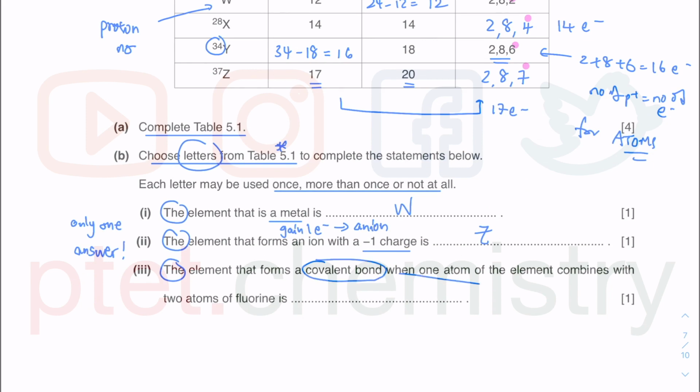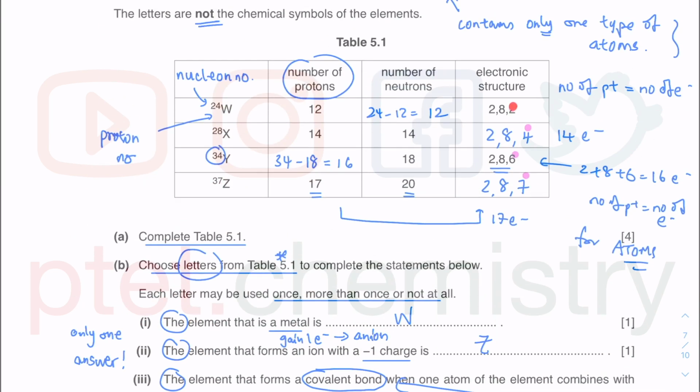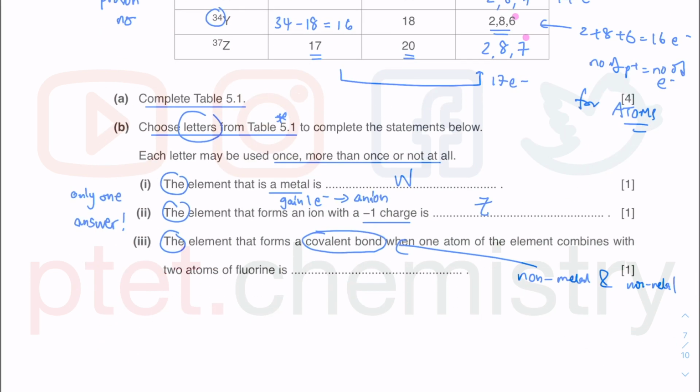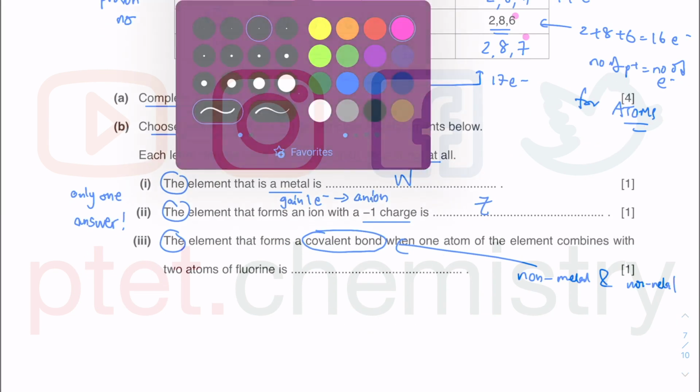So we're looking at non-metal and non-metal. So straight away you can cross out the metal option, which was W there. So it cannot be W. So you're left with X, Y, or Z. Now your next hint comes in.